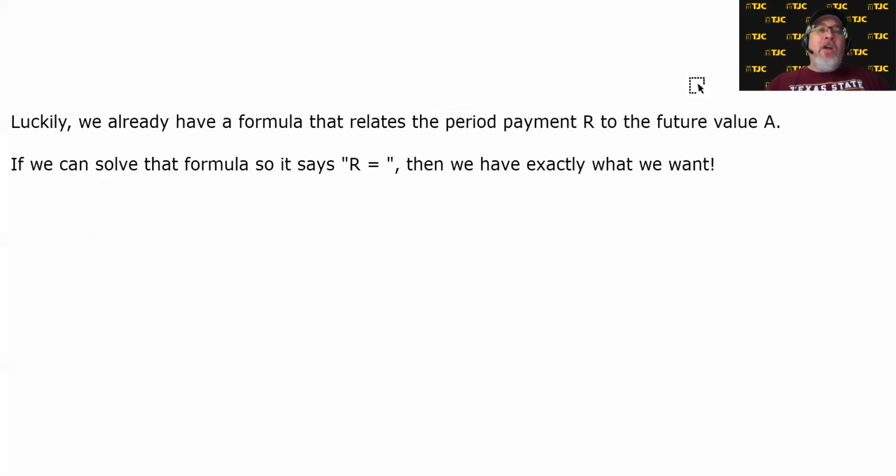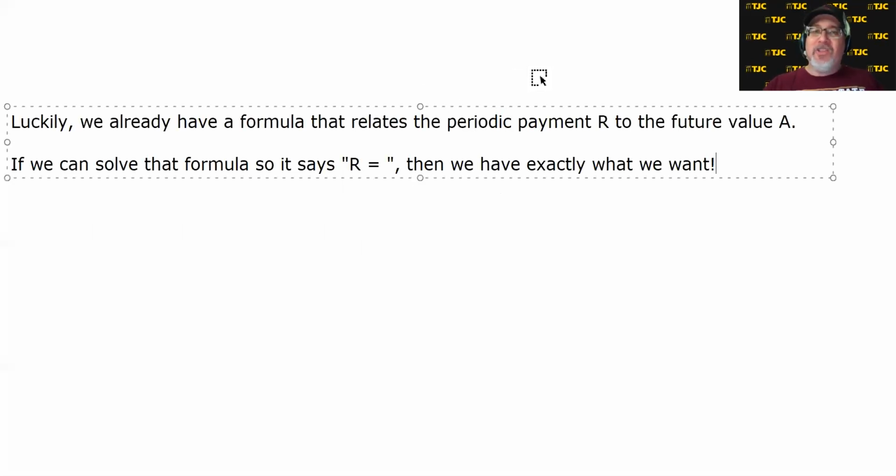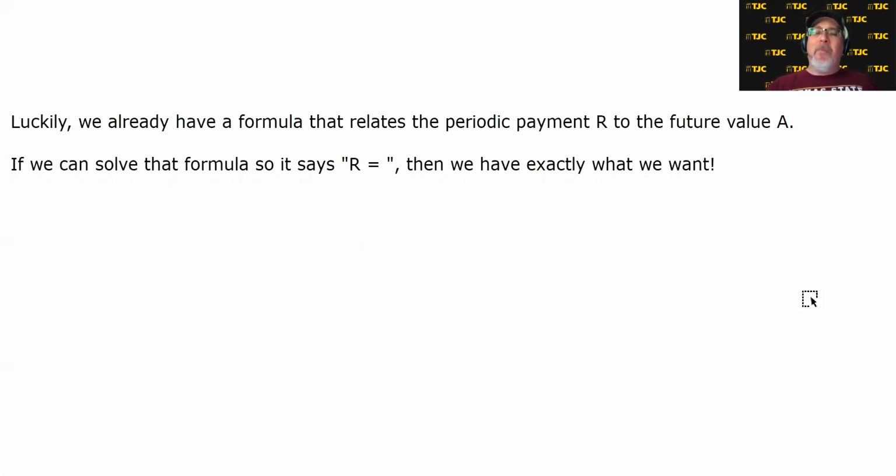How can you determine the periodic payments you would need to make in order to reach that desired value? Luckily, we already have a formula that relates the periodic payment. I should say periodic right there. Periodic is just like the word regular. The main difference is, from a mathematical perspective, periodic means occurring on the same time intervals. So monthly is periodic, as opposed to random payments that you pay whenever. But luckily, we already have a formula that relates the periodic payment R to the future value A.